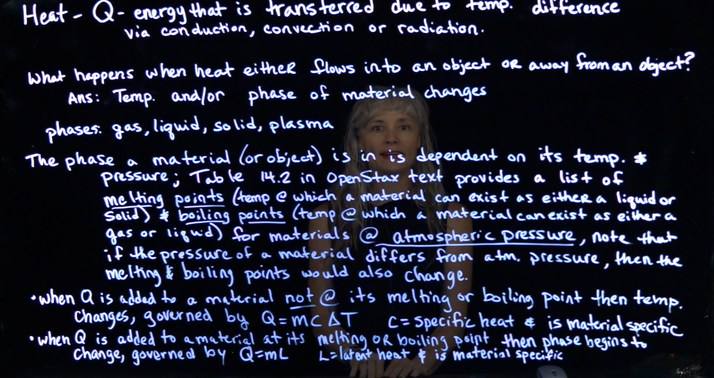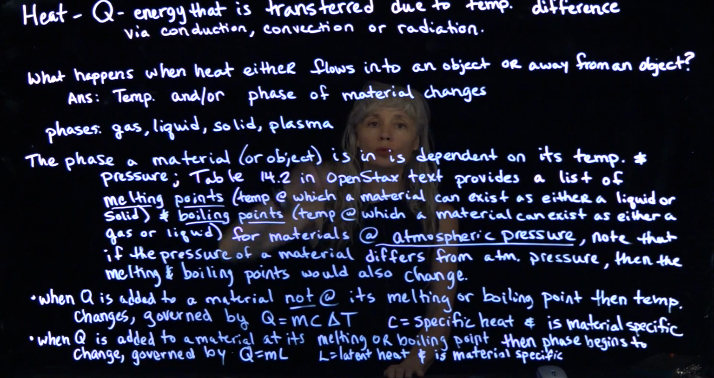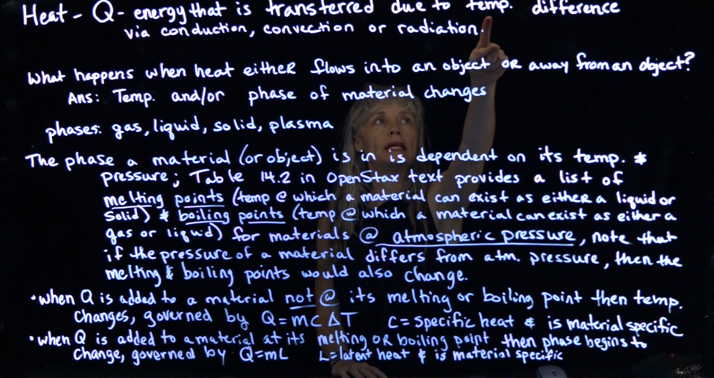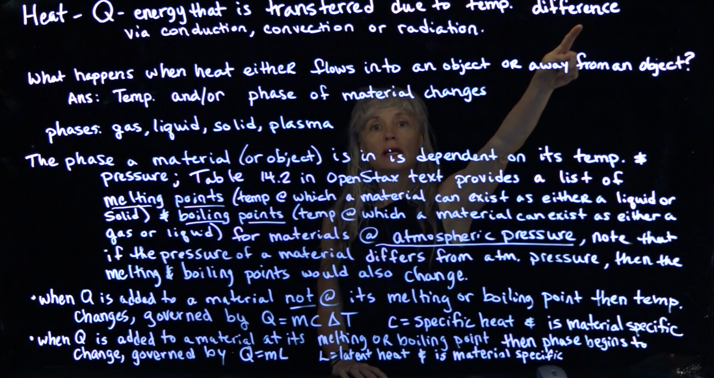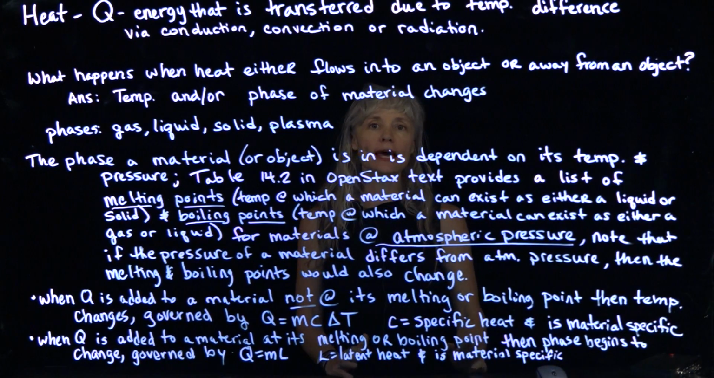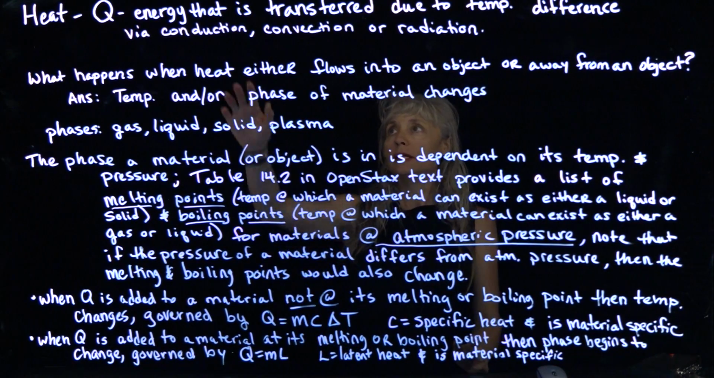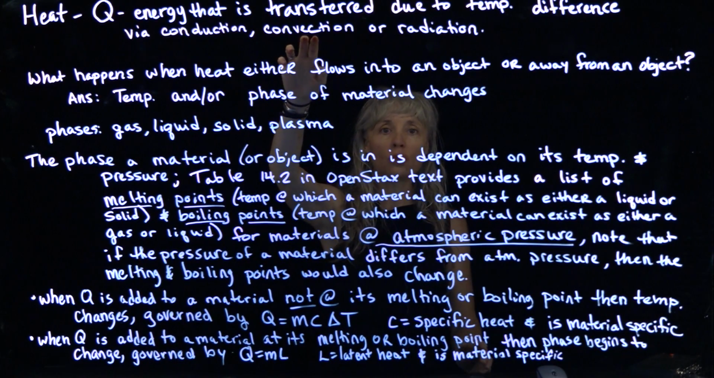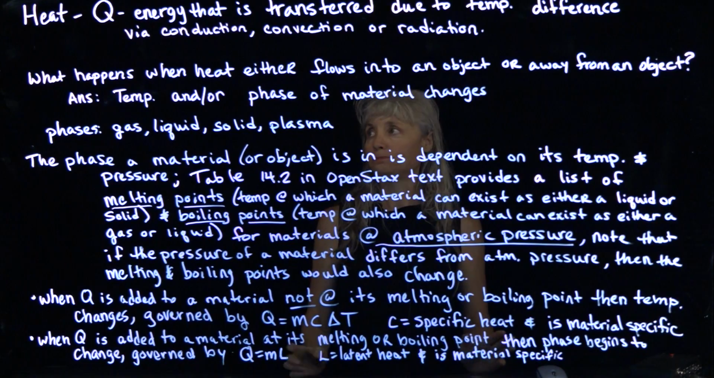Hello and welcome back. In the last video, we introduced a new quantity called heat. Heat gets the symbol Q, and heat is a type of energy that is transferred due to a temperature difference. And recall from the last video that there's three ways that heat can flow. It can either flow through conduction, convection, or radiation.